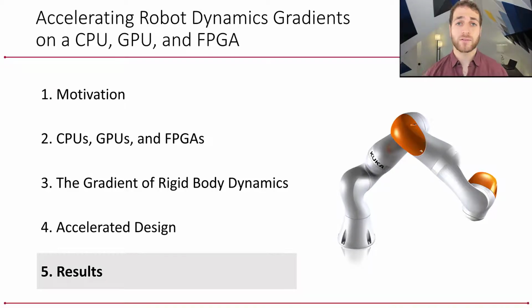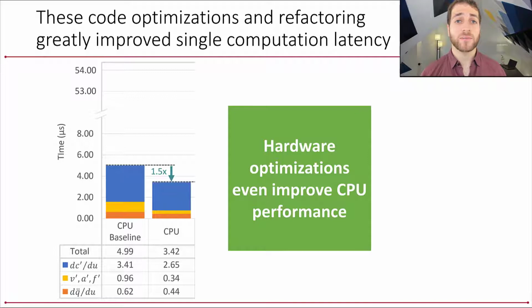Anyway, diving into the results, we see that by putting in some of these optimizations, like taking advantage of the structured sparsity, our CPU implementation is able to outperform the state-of-the-art by 1.5x. And we'll compare our accelerated GPU and FPGA implementations to this new accelerated CPU baseline.